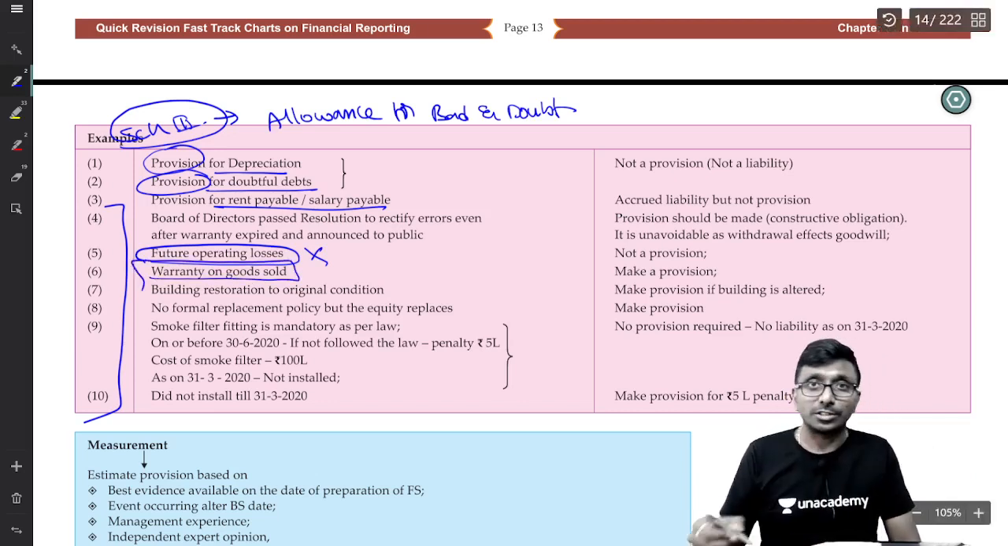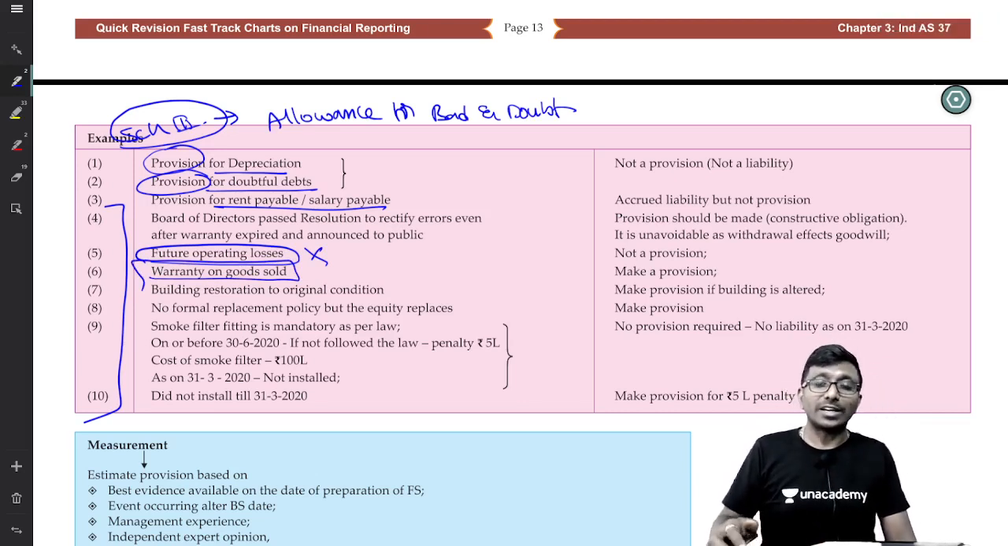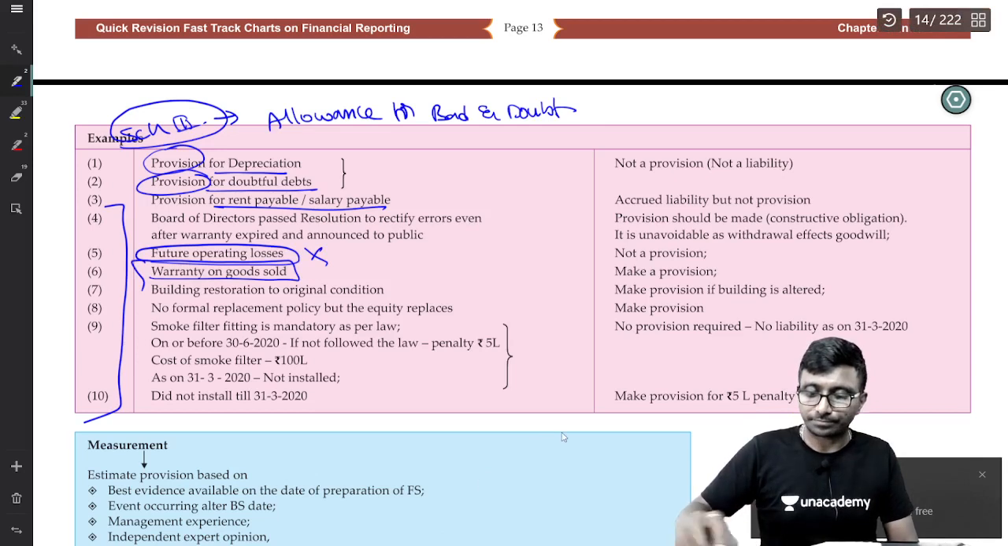This is the warranty provision. When I say it is a warranty provision, just a second.